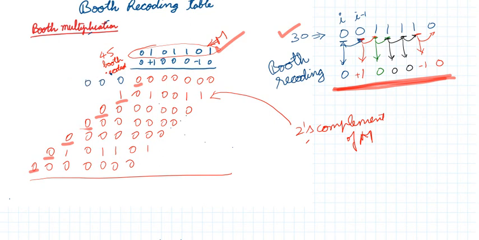3 zeros, 4, 5, 6, 7. Then the next row we have the sign bit as 1. So you have to extend by 6 ones, then extend by 5 zeros, then extend by 4 zeros, extend by 3 zeros, then extend by 2 zeros, then extend by 1 zero. Now just keep adding.